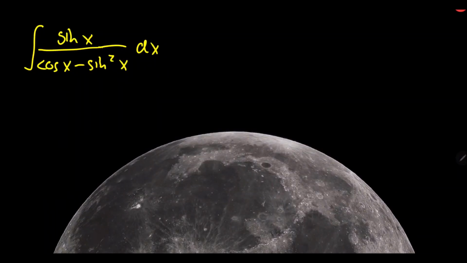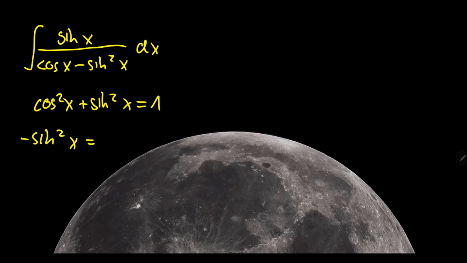In this video, we want to integrate sine of x over cosine of x minus sine squared of x. First of all, we want to get rid of the minus sine squared of x in the denominator. So let's recall that cosine squared of x plus sine squared of x always equals 1. So minus sine squared of x is then nothing but cosine squared of x minus 1.